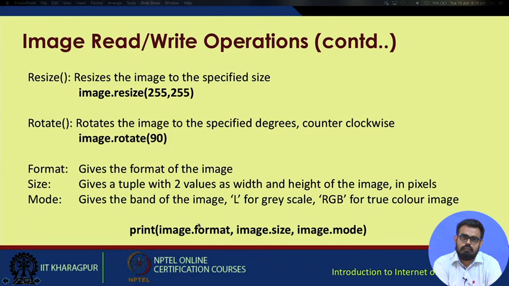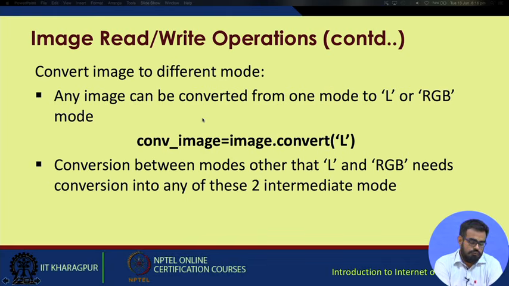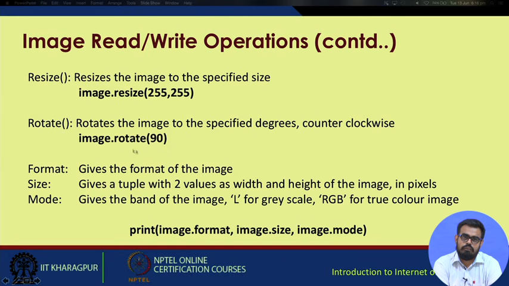So you have multiple functions related to images. You want to resize your image, you call the resize function, and within arguments you give the number of rows and columns. You want to rotate your image, you call rotate, and within arguments the degrees you want to rotate your image.